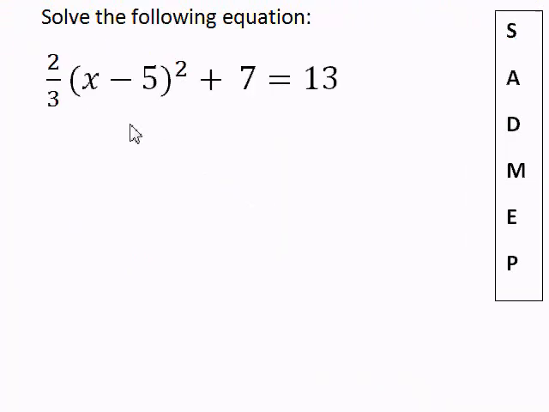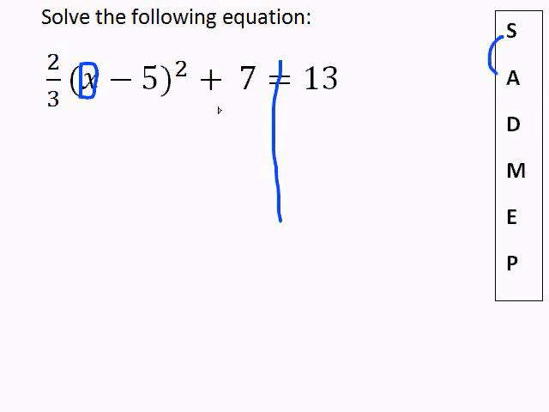Now we're going to solve a bit more of a complex problem using our SADMAP order, or by undoing operations. And taking a look at this problem, first I'm going to split the equation into 2 different sides. I'm going to go ahead and box my x to let myself know what I need to get by itself. And then I'm going to see if there's any subtraction or addition I can undo.